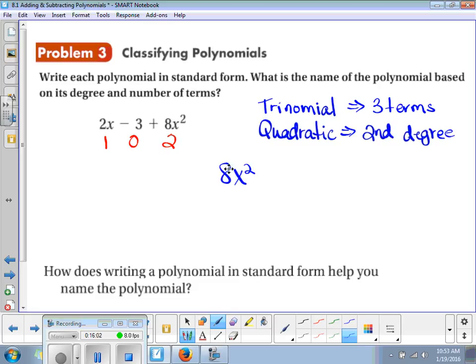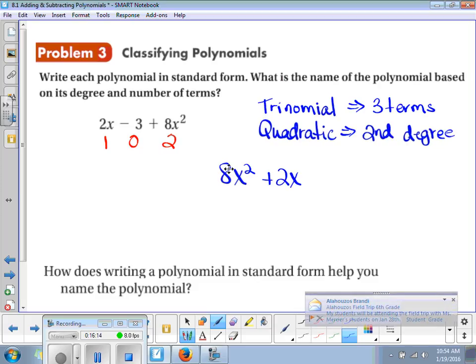Then the next one is 2x. What kind of 2x is that? Positive. So I'm going to put plus 2x. And then finally, the last term is 3, and this is a negative 3, so we're going to write minus 3. And there is your trinomial in standard form.